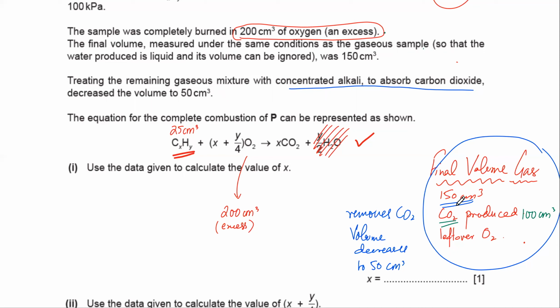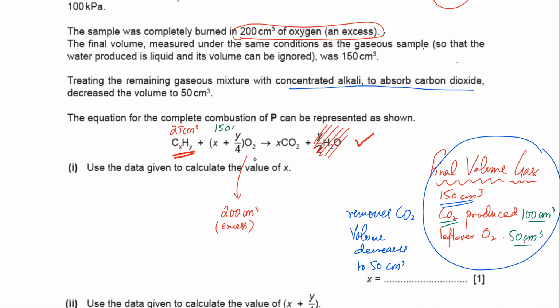Because the volume dropped from 150, it immediately decreases to 50. So that means there's 100 cm cube of carbon dioxide that's missing now. So of the 150, what's the other thing left? That would be your 50 cm cube of oxygen. What does that mean? You started off with 200 cm cube of oxygen. So there is 50 cm cube of leftover oxygen at the end. That means the amount of oxygen that's actually taking part in the reaction is 150 cm cube.